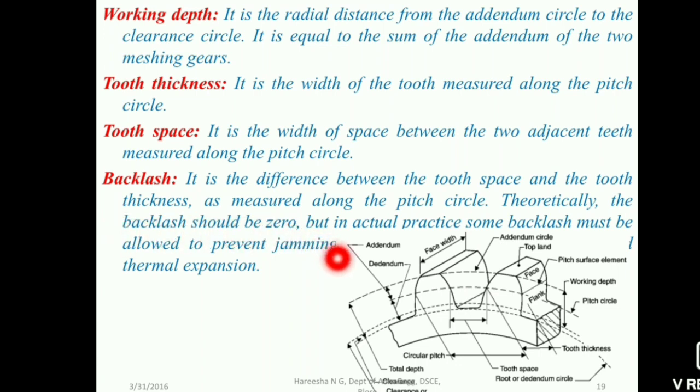In practice we will have some backlash in order to prevent jamming. If that space difference is not there, it will be tightly jammed between the two gears when there is thermal expansion like that. So some allowances are provided in order to prevent this. That is what you mean by backlash.